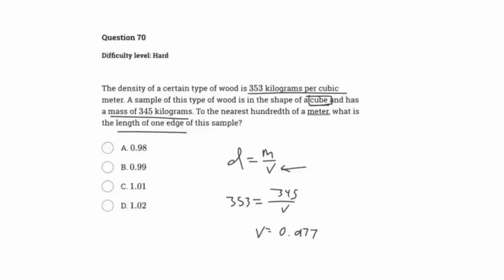So we know that the wood is in the shape of a cube, and so now we have the volume of that cube, right? To find the volume of a cube, it's side length times width times height, right? And because we know that all sides are equal in a cube, we can just take the cube root of the volume to find one edge or side length. So the cube root of 0.977 is going to give us a value of around 0.99. Therefore, that lines up with our answer choice of B, and that is our answer.